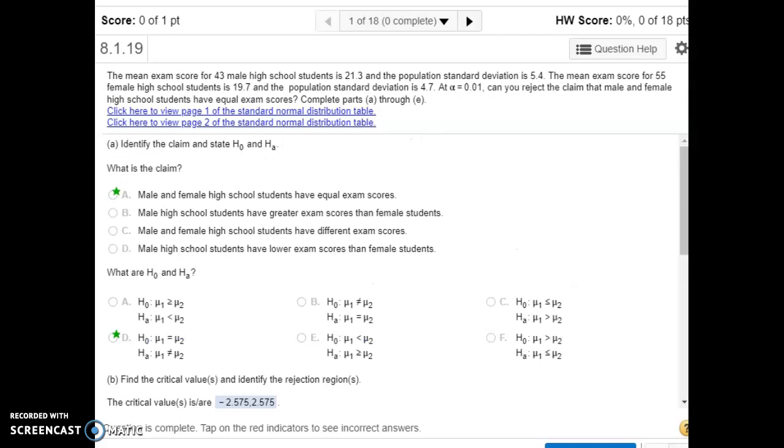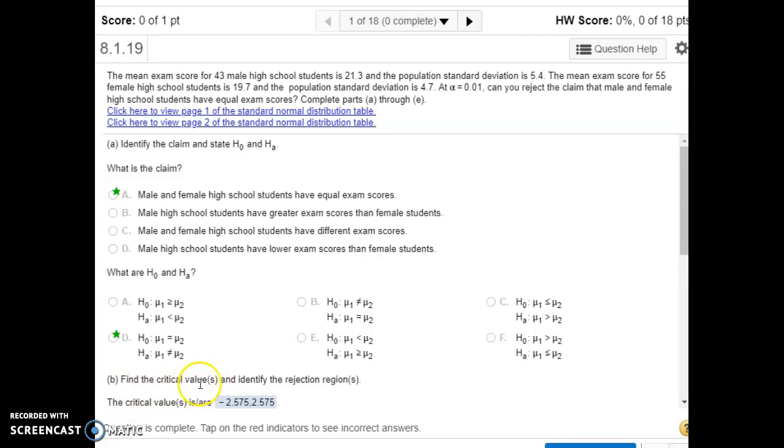Like with all hypothesis tests, we need to identify our null and alternative hypothesis. Here the claim is that male and female students have equal exam scores. Our claim of equality goes with the null hypothesis, so the mean from one population being equal to the mean from the other is our null hypothesis. And the alternative hypothesis is the complement of that, so it'll be not equal to for our alternative.